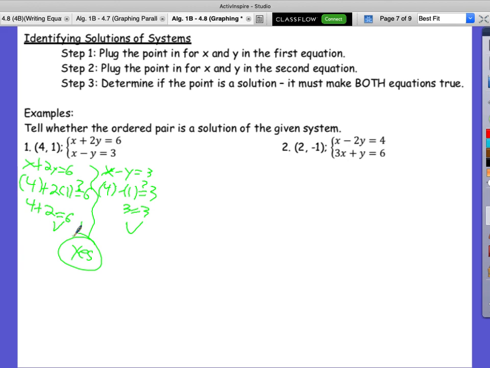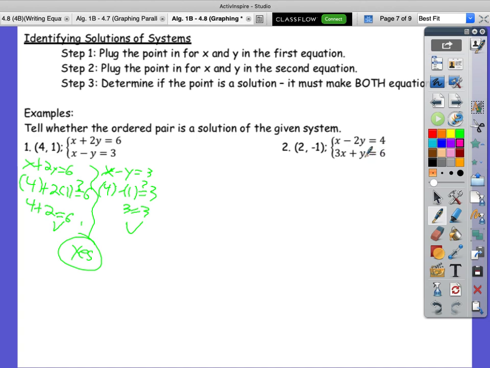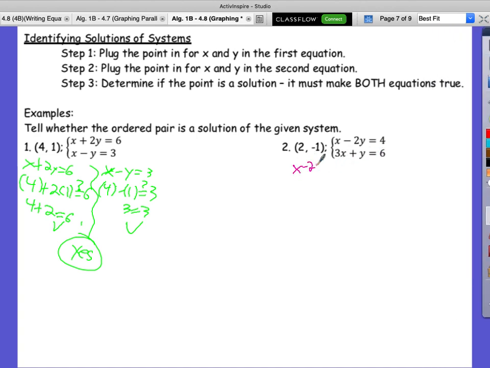So let's talk about this one up here, guys. The first equation, x minus 2y is equal to 4. Plug in 2 for x, plug in negative 1 for y. Negative 2 times negative 1 is positive 2. 2 plus 2 is 4. Checks out. Second equation, 3x plus y is equal to 6.